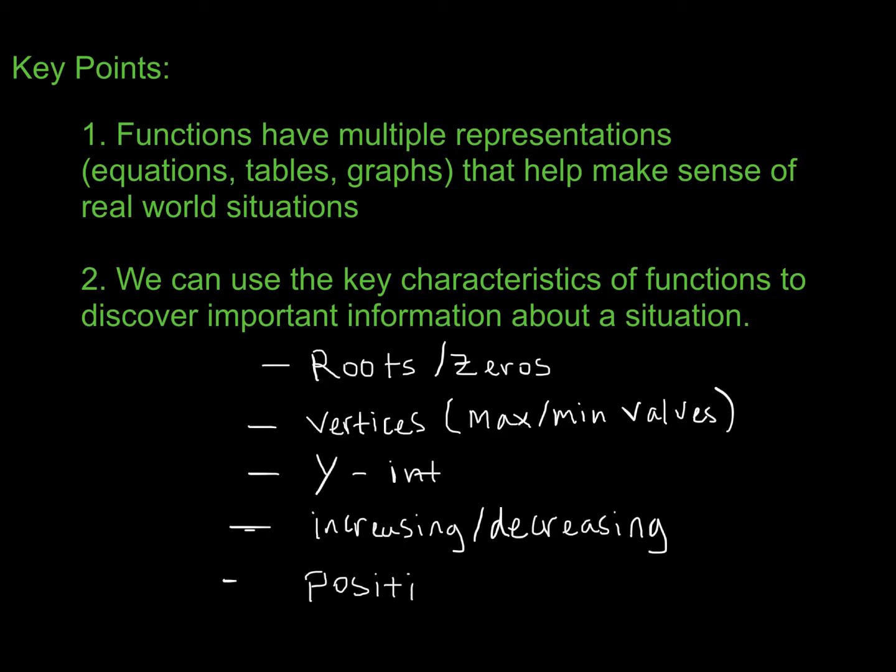As we saw in the last situation, we were looking at the roots, and we noticed, well, if the number of people that are entering is negative, that doesn't make a whole lot of sense. And so what we can think about is, what does that mean in the context of the situation? That probably means that the amusement park is closed. So these key characteristics are going to help us understand situations, whether they're represented with an equation, with a table, or with a graph. So we'll get some more practice.